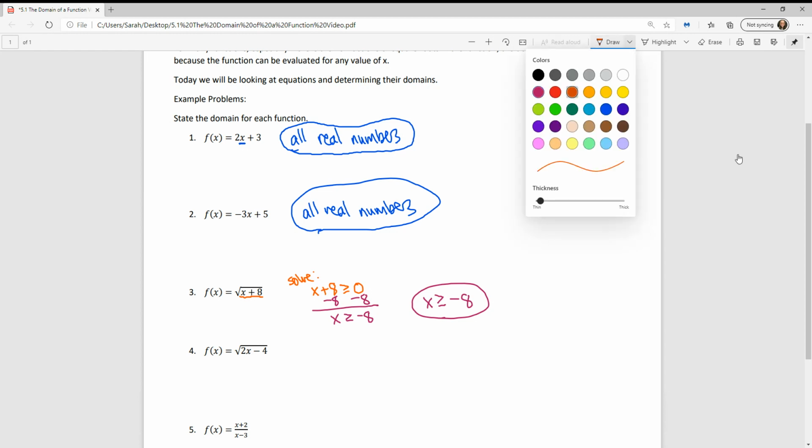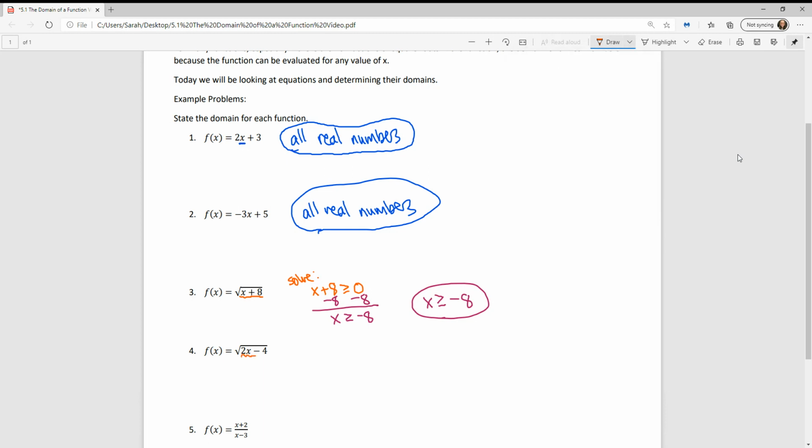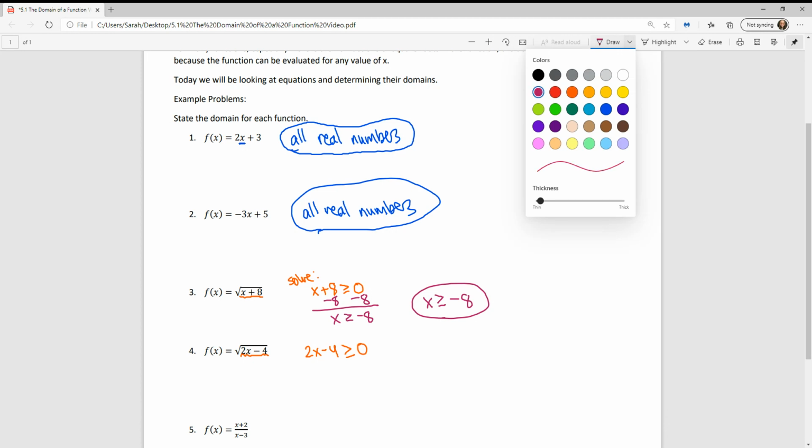Let's try another. This one also has a square root in it. We're going to use the same idea. We're going to take the stuff under the root, in this case 2x minus 4, set it greater than or equal to 0. Let's solve that inequality.